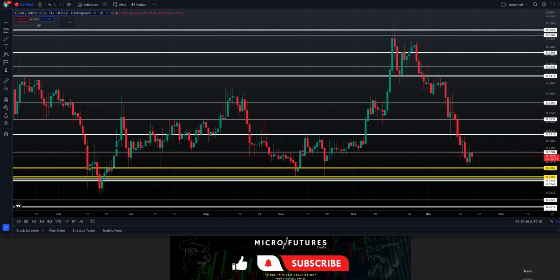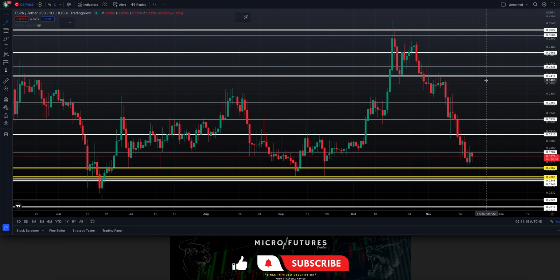Taking a look at Casper / Tether USD today. It's the 19th of November. Casper has been sitting pretty quiet for the past couple of days. It looks like the downward move has taken at least a slight pause here. A couple levels to share below the market and a couple levels to share above the market.